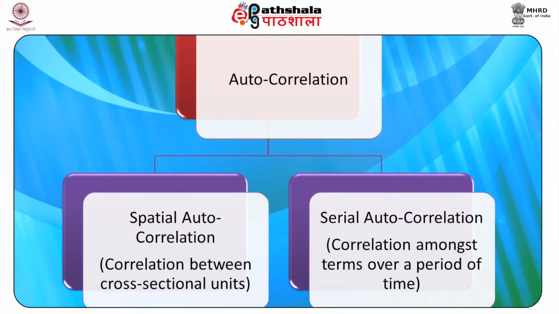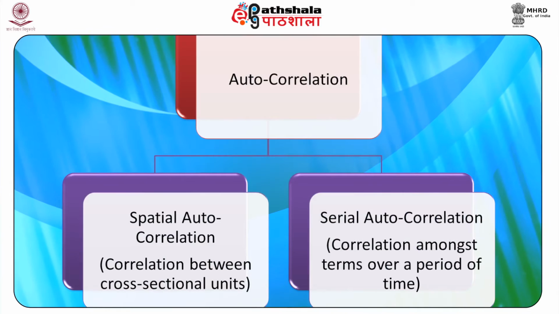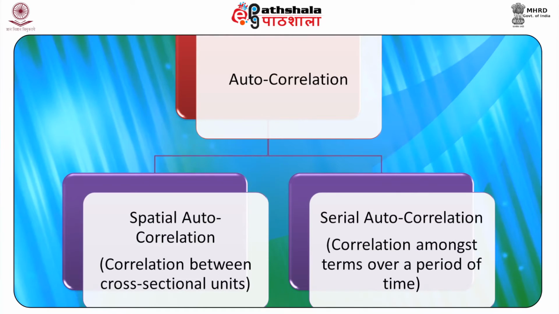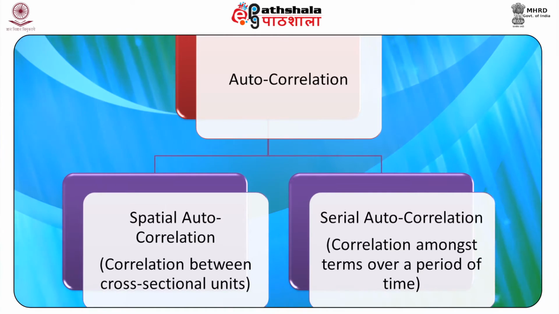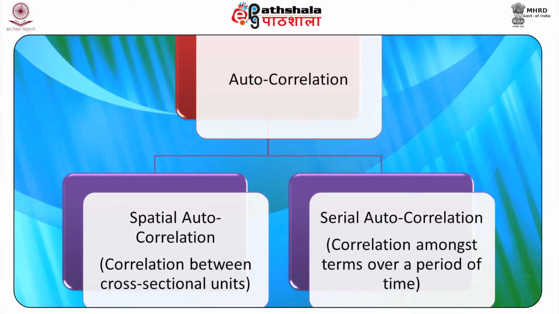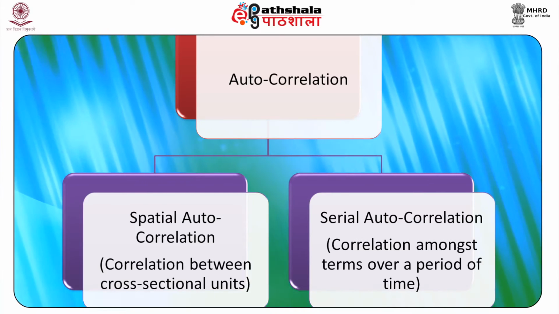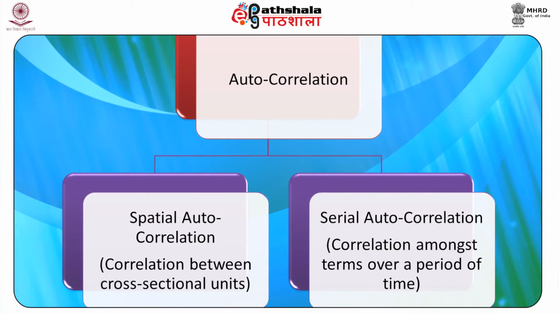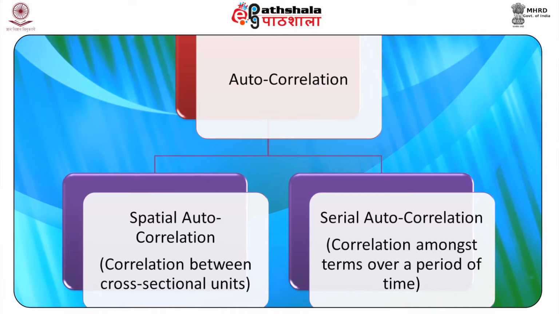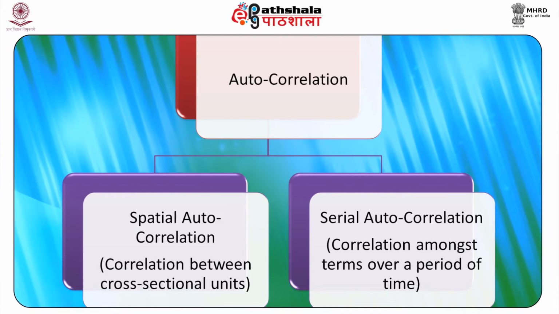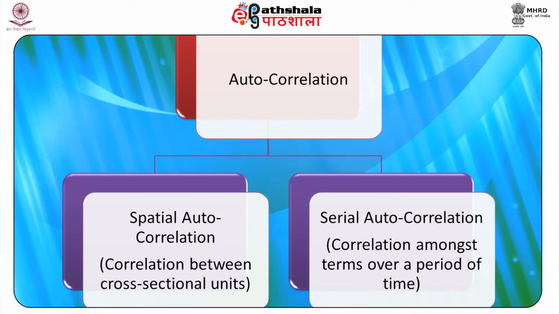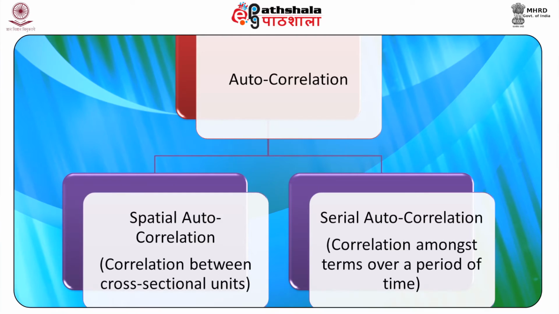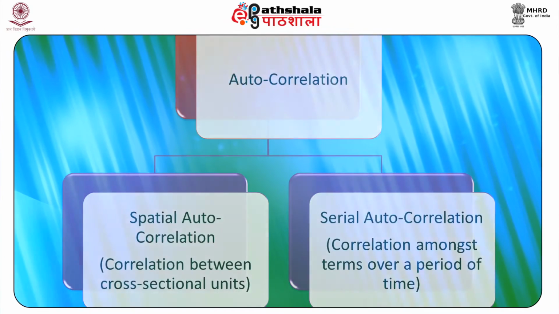Autocorrelation is broadly of the following types. For example, we may have spatial autocorrelation or serial autocorrelation. The diagram clearly shows that autocorrelation can be divided into two categories: the spatial autocorrelation, which means correlation between cross-sectional units, and serial autocorrelation, which is correlation amongst terms over a period of time. In spatial autocorrelation, there is correlation between the cross-sectional units, while in serial autocorrelation, there is correlation amongst the terms over a period of time.